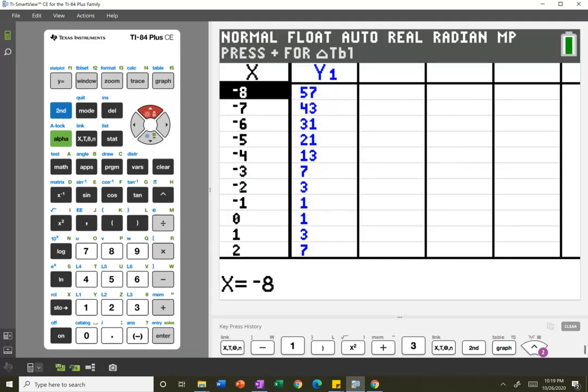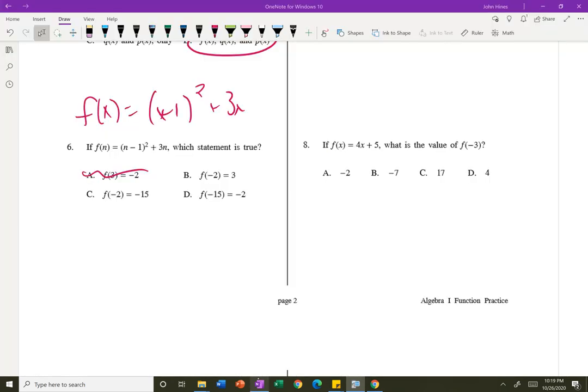-2, comma 3. When I plug in a -2, the output is 3. Choice B. When I plug in a -2, the output is 3.